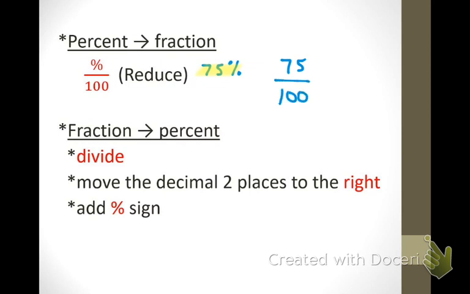So 75% is the same thing as 75 over 100, but you have to simplify it. So if you were to simplify that, that would be 3/4. So 75% is the same thing as 3/4.